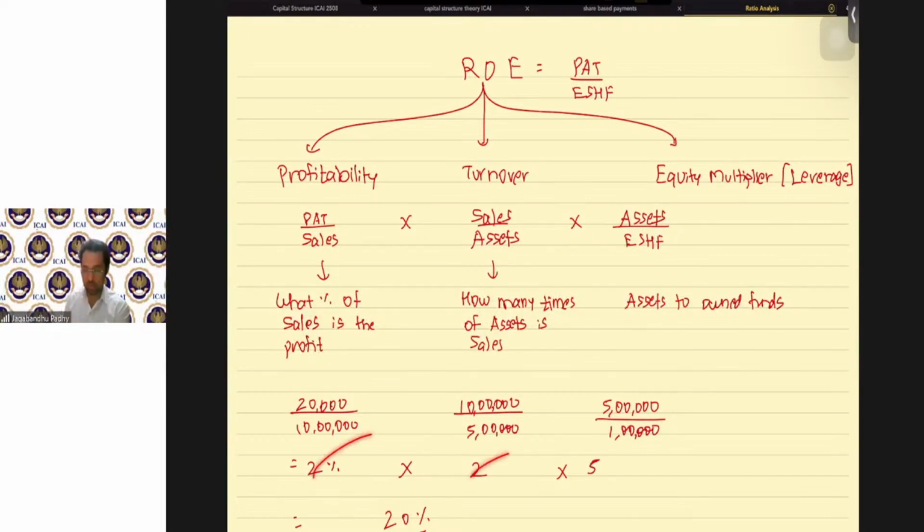So there are 3 sources for this 20%. One is the 2% profit margin. Second is 2 times turnover. And third is the 5 times leverage.